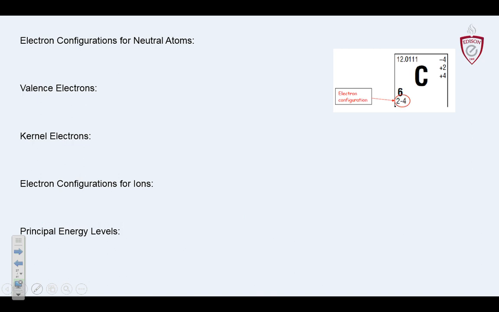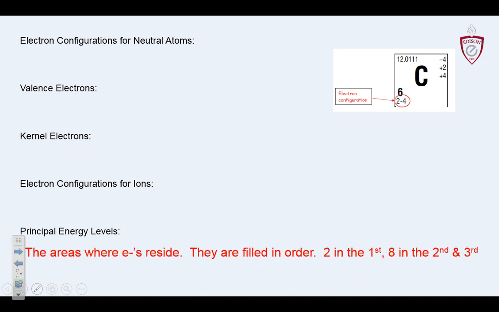Gotcha. Now here are the principal energy levels, the areas where electrons reside. They are filled in order. I always put 2 electrons in the first principal energy level, and then I'm looking for 8 into the second, and then again into the third. And now when you say the first energy level, do you mean the one that's all the way on the inside, the smallest one, or the biggest one all the way on the outside? I mean the one that's inside most, closest to the nucleus. It always starts with 2. So we order from the inside out.